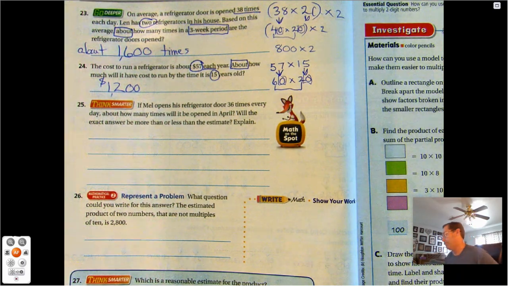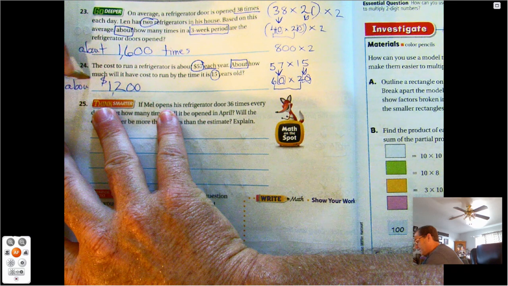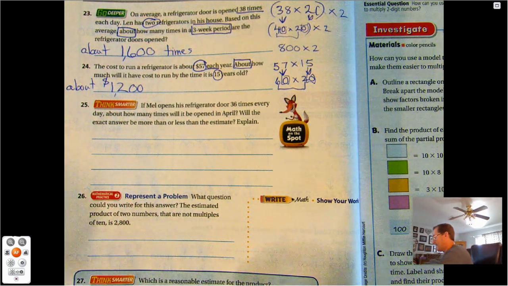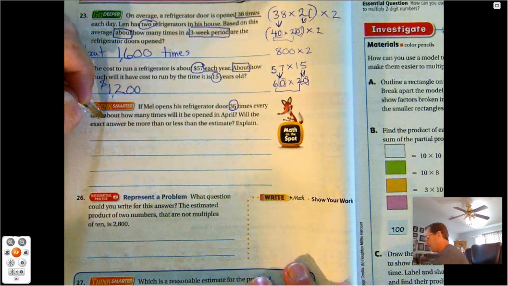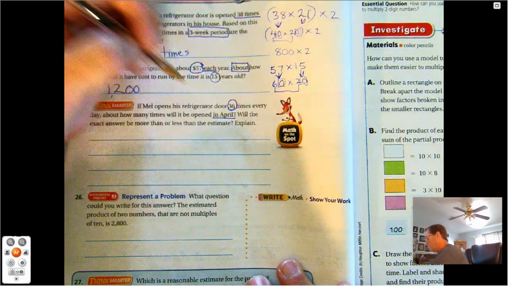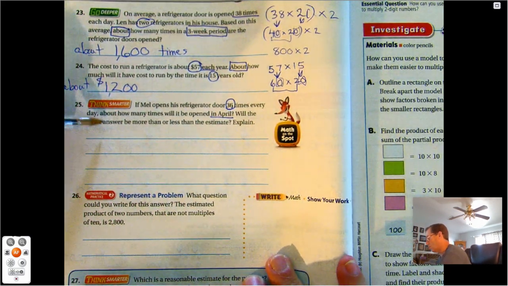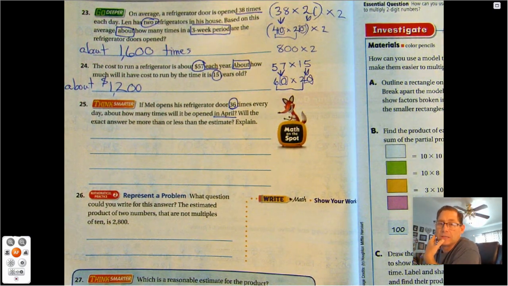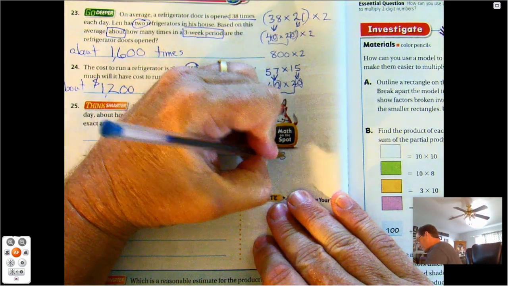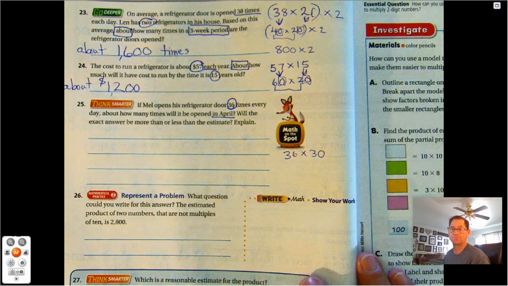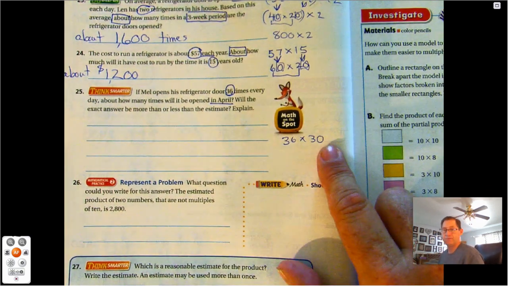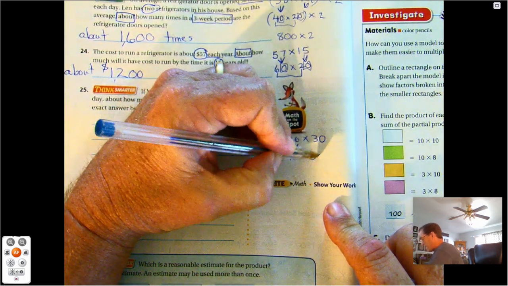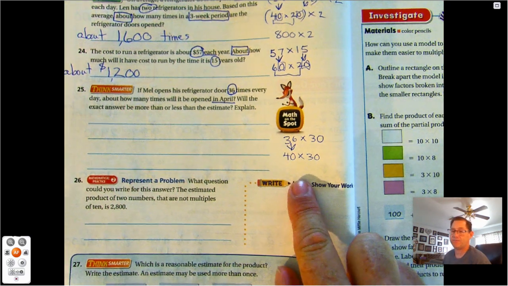25. If Mel opens his refrigerator door 36 times every day, about how many times will it be opened in April? Will the exact answer be more or less than the estimate? And explain. Okay, well, I know there's 30 days in April. So we're going to have a problem of 36 times 30. Okay, so I'm not going to do anything with the 30. I'm going to leave that alone. I'm going to round the 36 up to 40. So I'm increasing the estimated factor. So my exact answer would actually have to be smaller than my estimate.